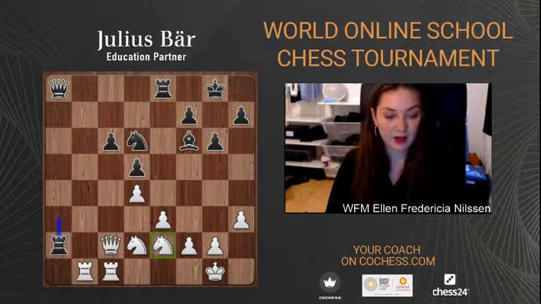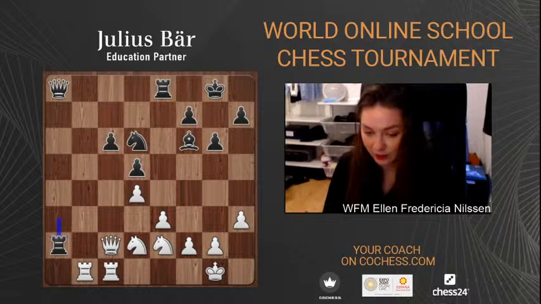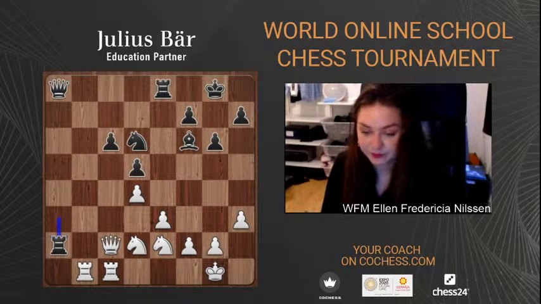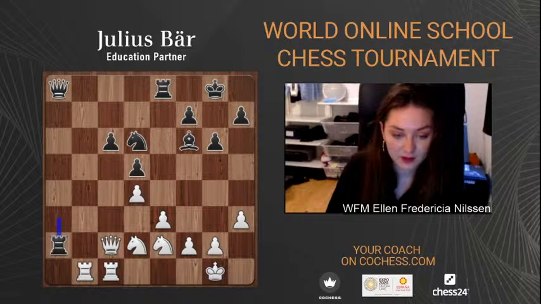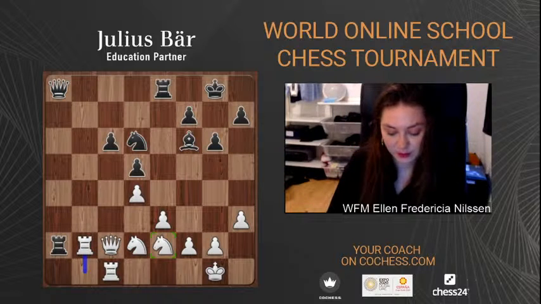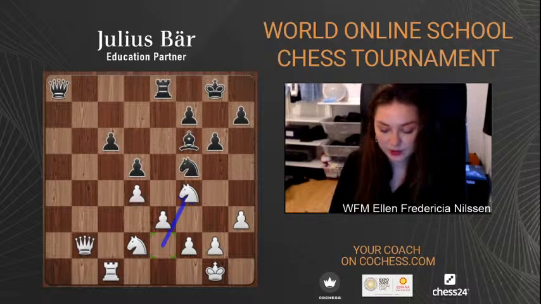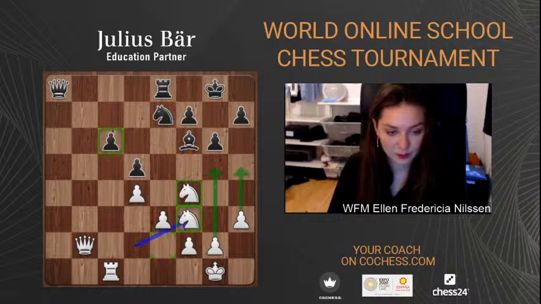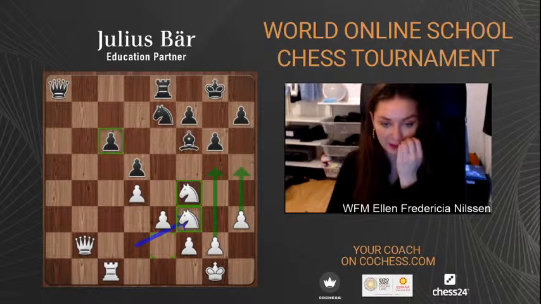Black tried to activate the rook on a3 by putting it on a2. And white traded the rooks, and black put the knight on f5. But very soon white won the pawn on c6, as we will see in a second.